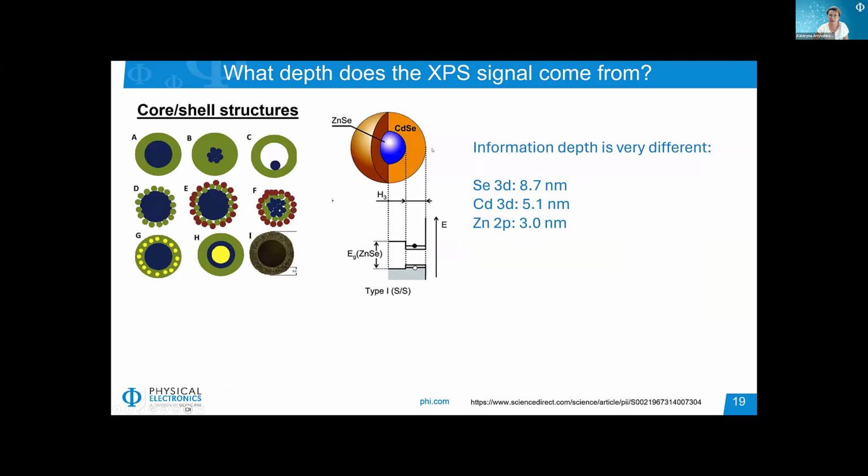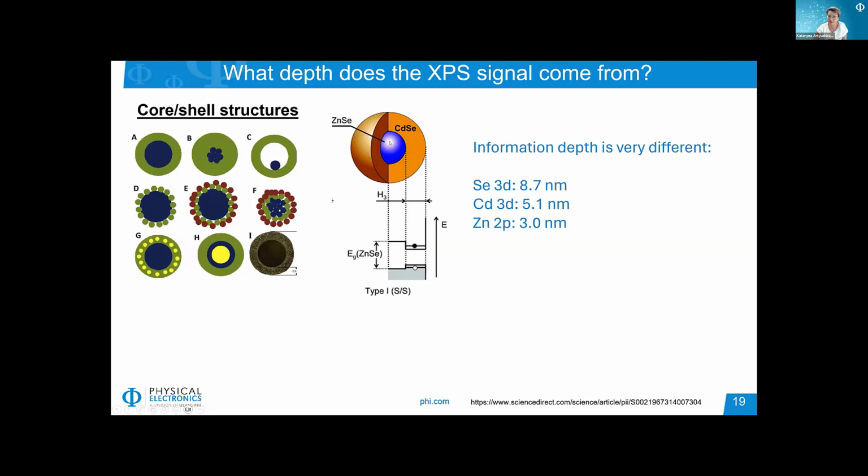Here's another example. Quantum dot based core shell nanoparticles often have a cadmium selenium core and zinc selenium shell. Information depth in this case is quite different. Selenium, present in both core and shell, comes from as large as 9 nanometer sampling depths. Cadmium comes from 5, while zinc from 3.